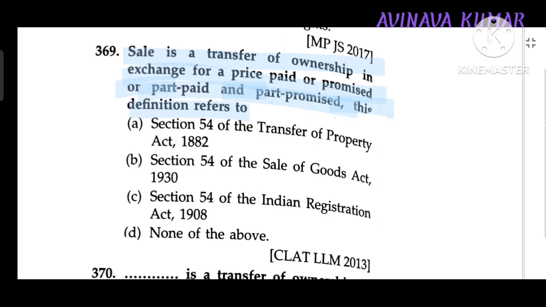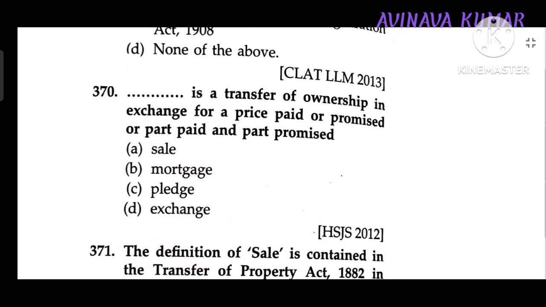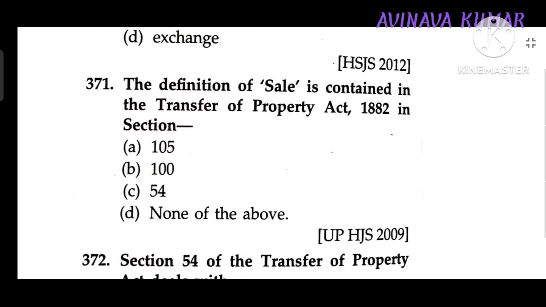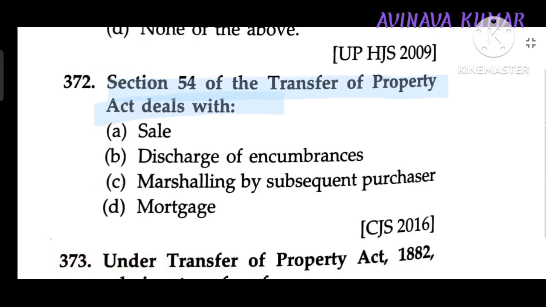This definition refers to Section 54 of the Transfer of Property Act 1882. Dash is a transfer of ownership in exchange for price paid or promised, or part paid and part promised. Sale. The definition of sale contained in the Transfer of Property Act 1882 is in Section 54. Section 54 of the Transfer of Property Act deals with sale.